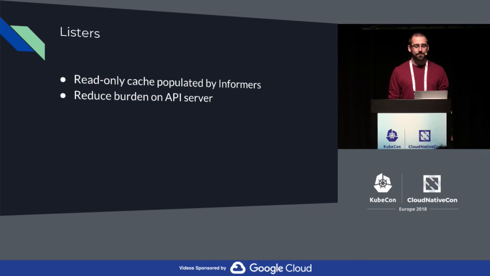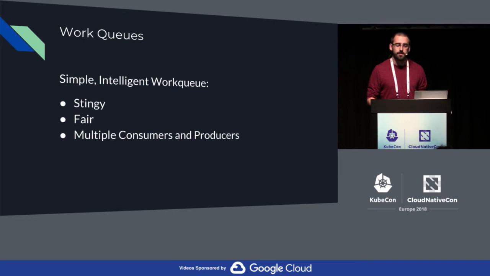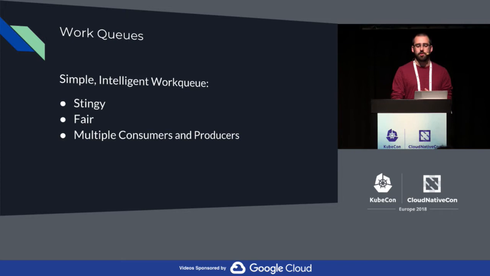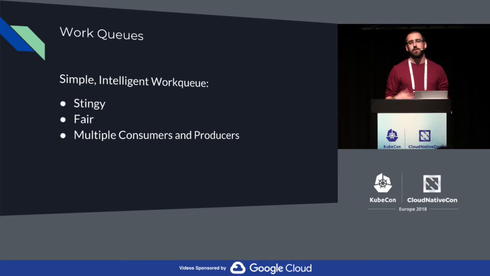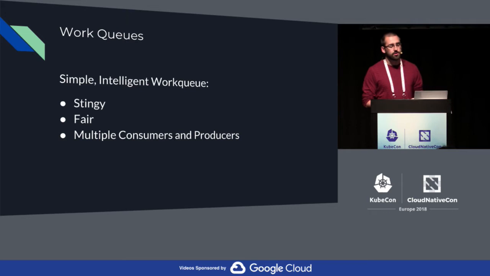And the last bit that we found to be super useful was actually the work queues. They're a really simple and straightforward interface to implementing an asynchronous queue. And some of the big selling points is that these queues are stingy, which means that if you add a single item twice to the queue, it'll only be processed once. And then they are fair, which means that items are processed in the order in which they're added. And then they support multiple consumers and producers.